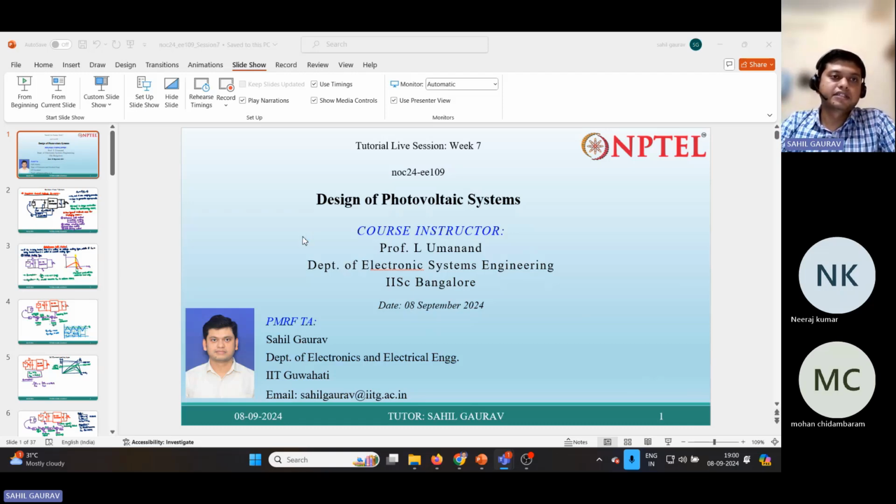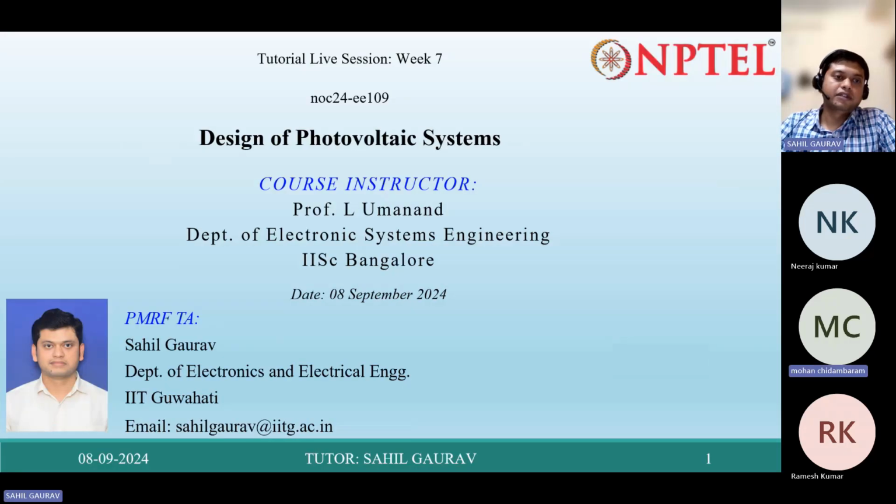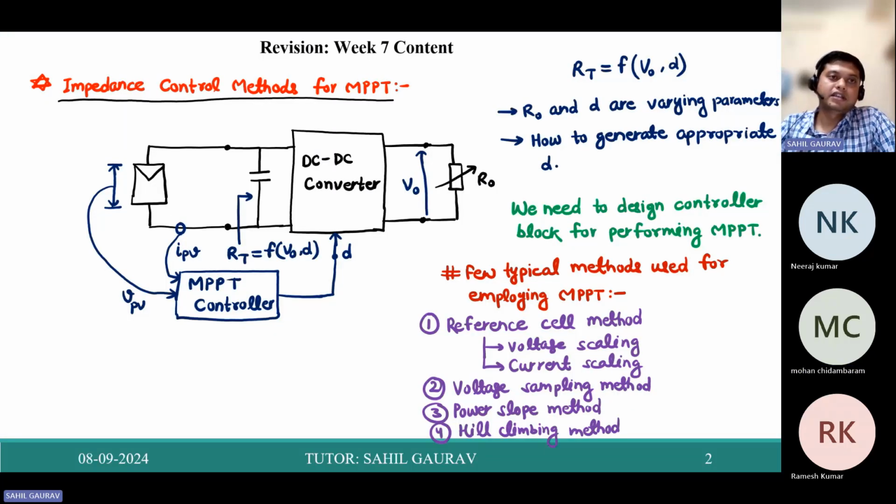That is live session number 7. In the last session, we have seen the concept of maximum power point tracking and the impedance: how we can find the input impedance of various DC-DC converters by which we can implement the maximum power point tracking algorithm. In today's session, we are going to see how we can control the impedance for maximum power point tracking.